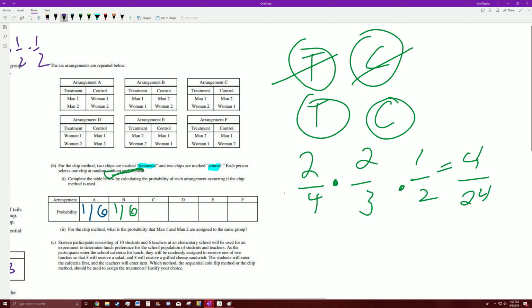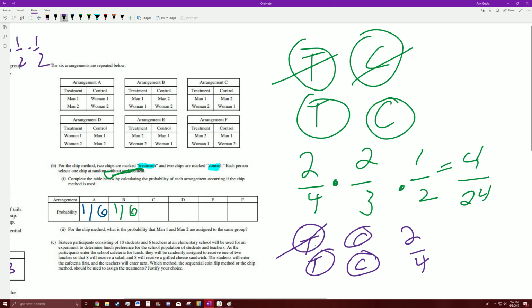Okay, now we're going to do the same thing with C, right? We have T, T, C, C. Man 1 goes, he picks this chip. There was a 2 out of 4 chance that he took a treatment chip. Man 2 goes, and there's a 2 out of 3 chance that he chooses the control chip. Finally, woman 1 goes up, and there is a 1 out of 2 chance that she chooses this chip. So just like before, 4/24 is simply 1/6.